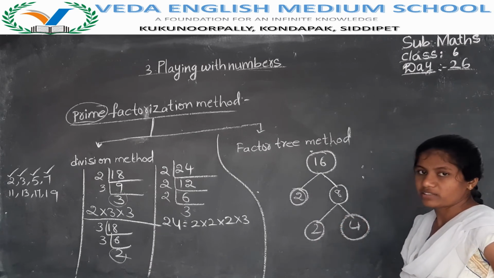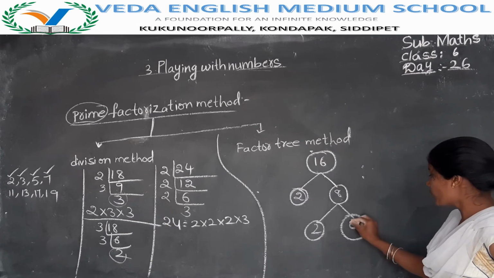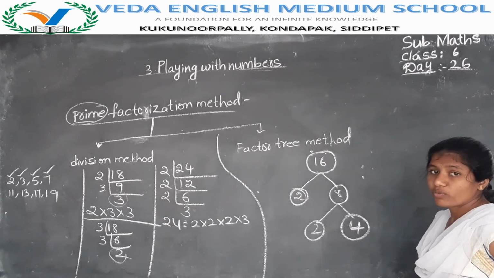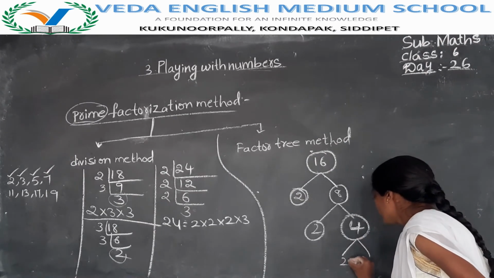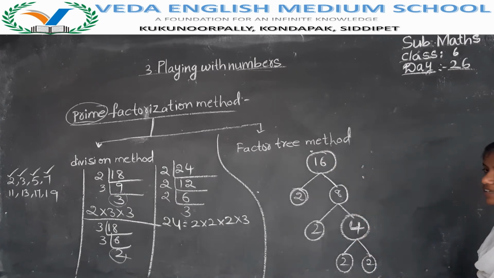2 4s are 8. Then 2 is a prime number. So leave the 2. Now is 4 said to be a prime number? No. Then what are the factors of 4? 2 2s are 4. This is called factor method.